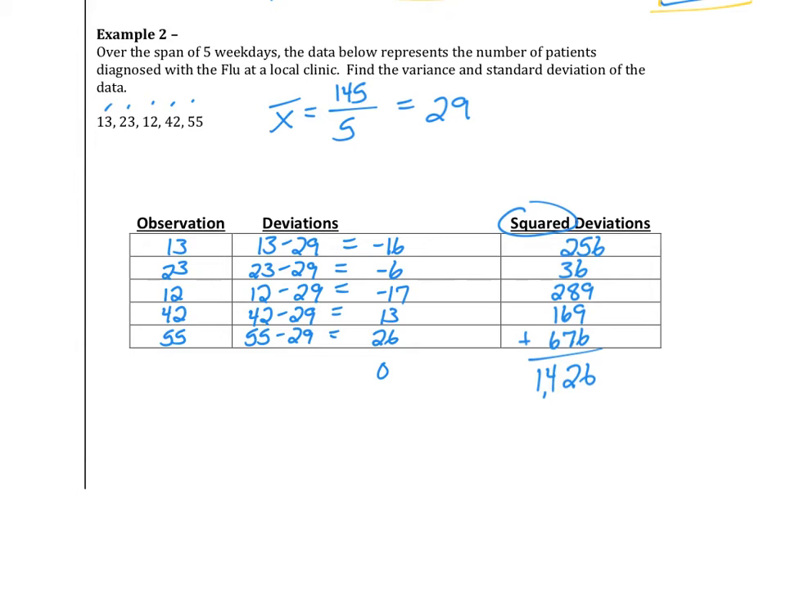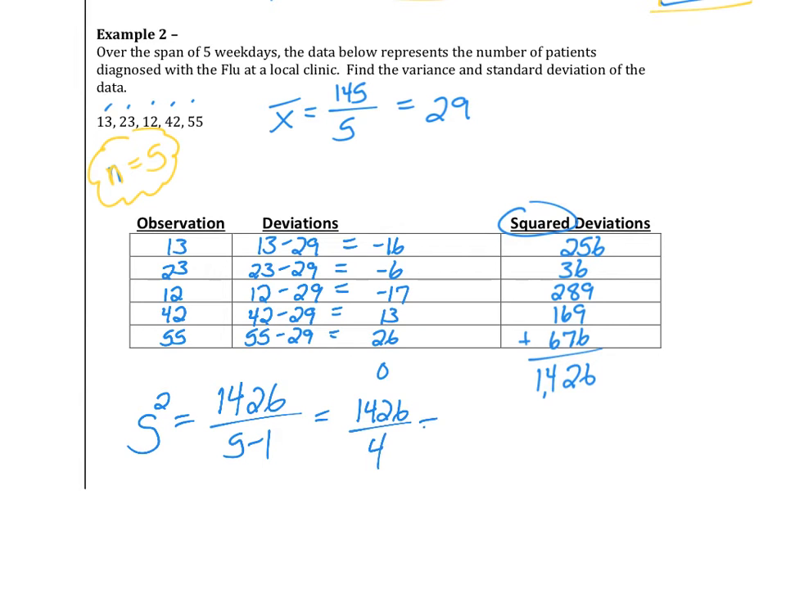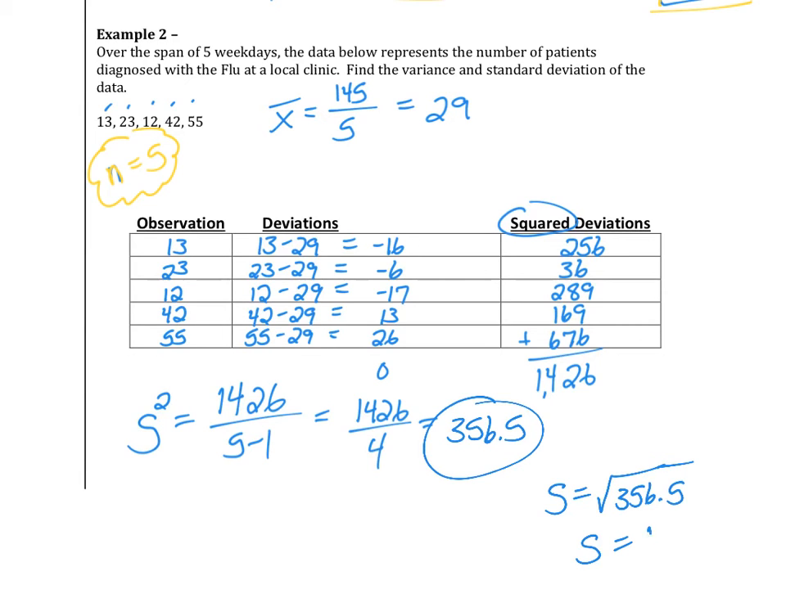So once we find the squared deviations, we can find the variance. The variance is equal to the sum of all the squares, so 1,426, divided by n minus 1. So in this one, n equals 5, because n is the number of observations. So this would be 5 minus 1. So it's 1426 divided by 4, which is 356.5. That's the variance. So to find the standard deviation, we just take the square root of 356.5. So the standard deviation is 18.88. And that's how you find the standard deviation and the variance by hand.